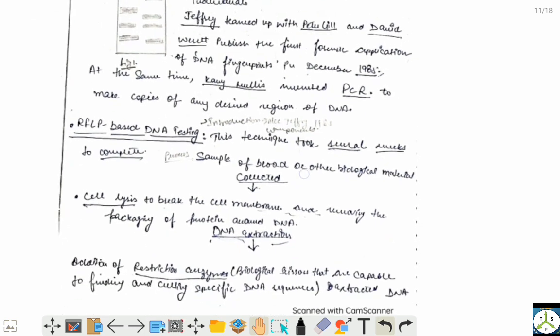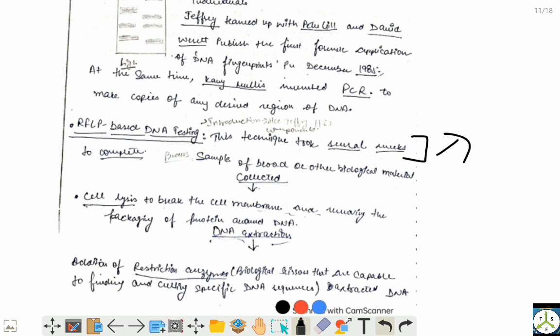If we discuss this, this technique took several weeks. The first limitation is that this technique takes multiple weeks for completion. At that time there was no other option. Now we have the PCR method, but at that time there was no other option. That's why we used the RFLP technique. So this technique took several weeks to complete.